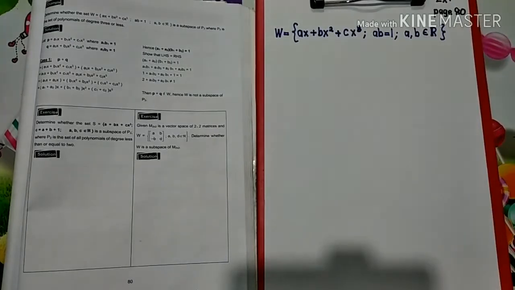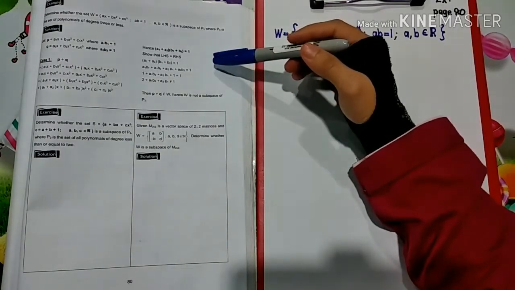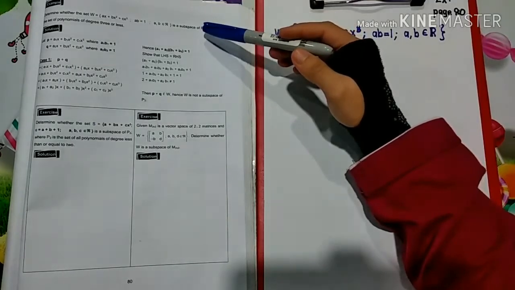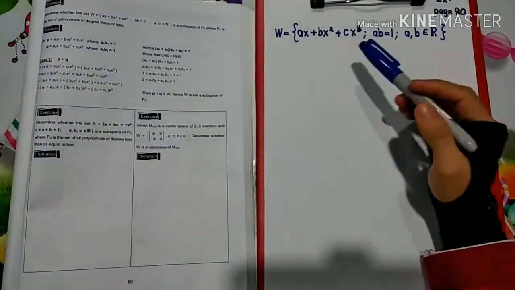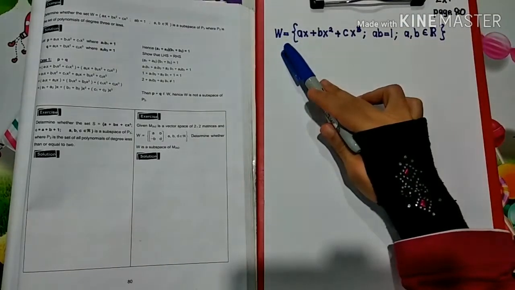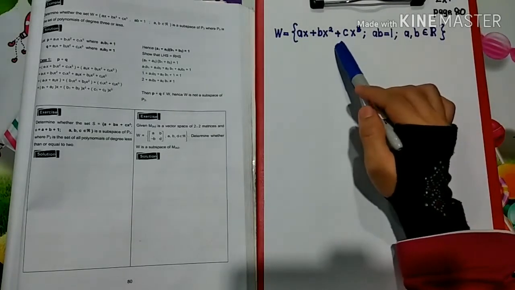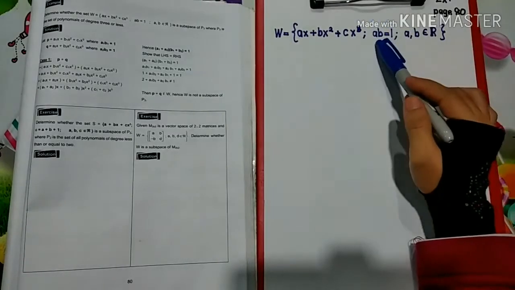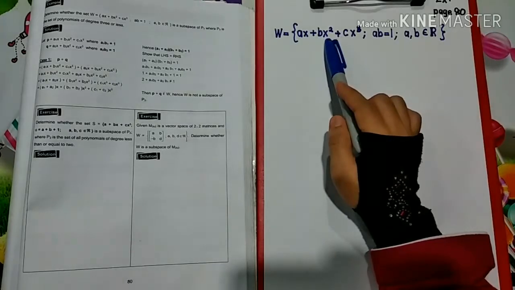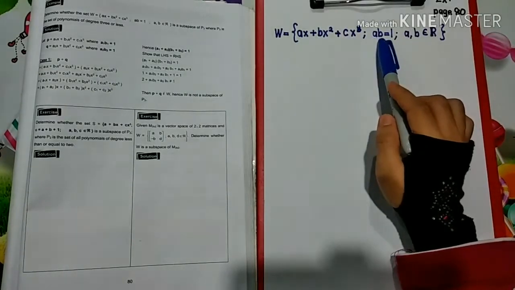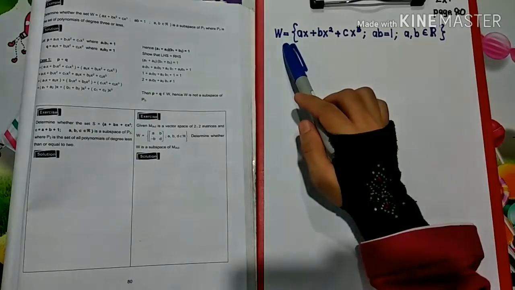Next, let me show you how to solve the example on page number 80. Still about subspace, but now our vector space is polynomial, polynomials of degree 3 or less. So we are given W. You can see here W is a vector in polynomials of degree 3 or less, and the condition is A multiplied with B, where A is the coefficient of x and B is the coefficient of x square. If you multiply these two, you get 1. The question asks you to show whether W is a subspace of P3 or not.